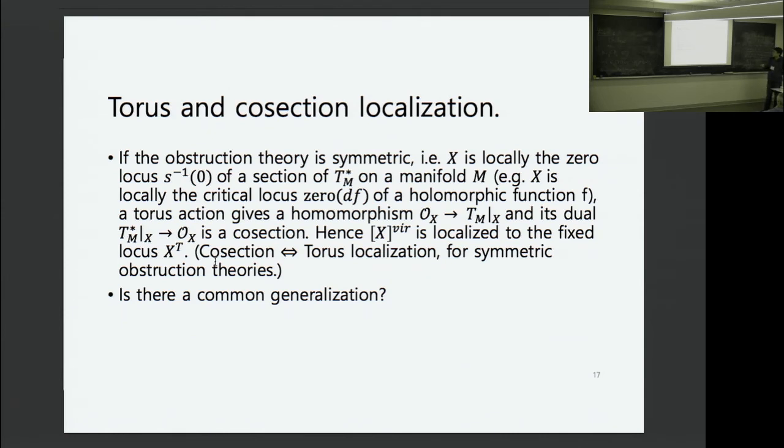And then, if you have a torus action, that means you have a vector field, right? A homomorphism from the structure sheaf to the tangent bundle. And then you can take the dual of this, the dual bundle, the cotangent bundle of M, which goes to O_X. So this is a cosection. Now this is the obstruction bundle, and this is a cosection of the obstruction bundle. So in this case, cosection localization is exactly the same as torus localization. No difference at all in this special case.